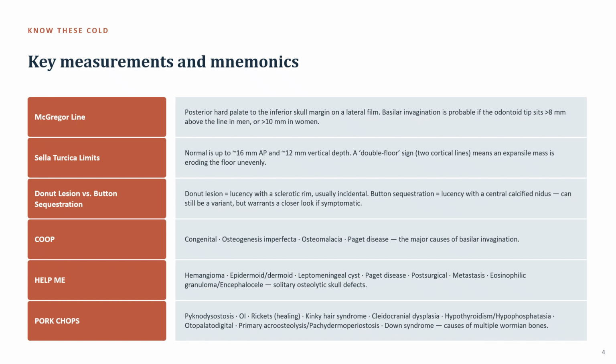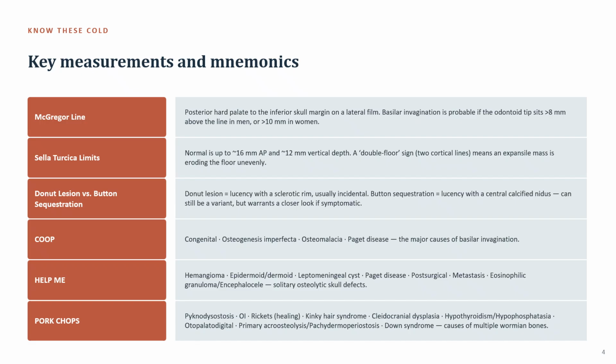Then we have a HELP ME mnemonic, and that's for our osteolytic skull defects. So that's the hemangioma, the epidermoid or dermoid cyst. Then we have the leptomeningeal cyst and also Paget's disease. There's also some post-surgical changes that can happen with this one. We can have metastasis going on, or we can have eosinophilic granulomas as well. And then the last mnemonic there is PORK CHOPS, and that's for the wormian bones.